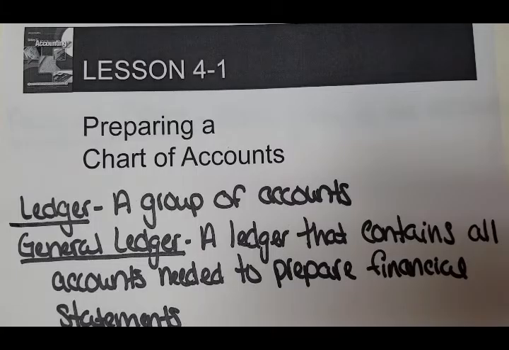So Techno Consulting records all their transactions in a journal. That's what we did in Chapter 3. And the journal is your permanent record of all the debit and credit parts of each transaction, and they're recorded in chronological order or by date.